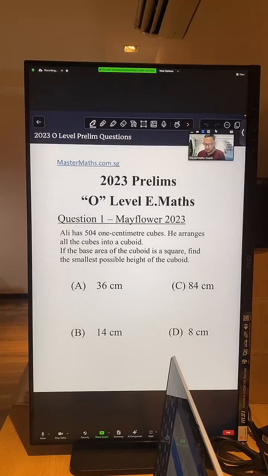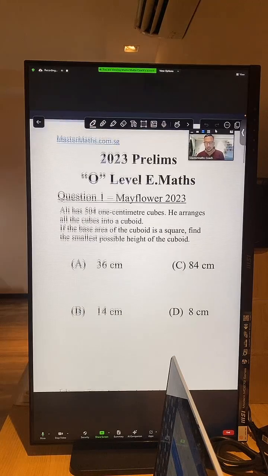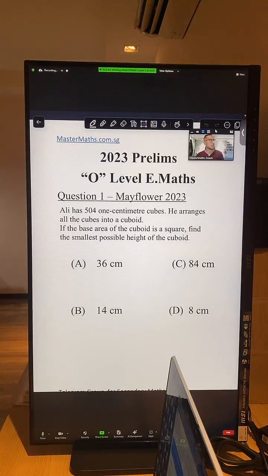Okay guys, so this is a 2023 prelims question from various secondary schools in Singapore. This is a question that came out in the Mayflower prelim paper in 2023, last year. Ali has 504 1 centimeter cubes. He arranges all the cubes into a cuboid. If the base area of the cuboid is a square, find the smallest possible height of the cuboid.